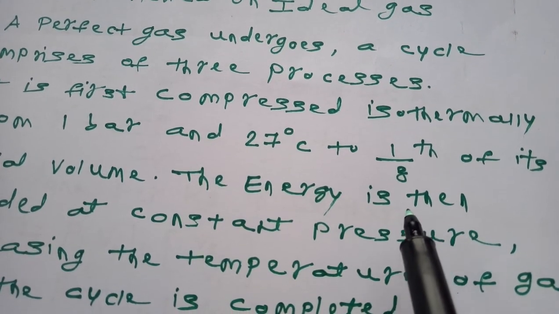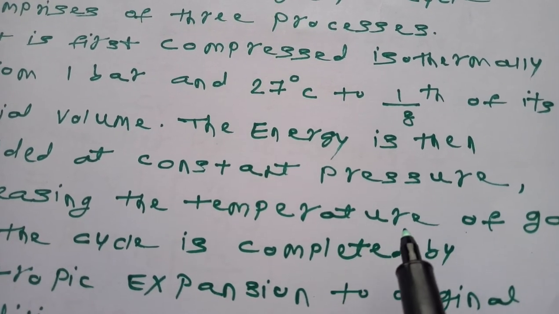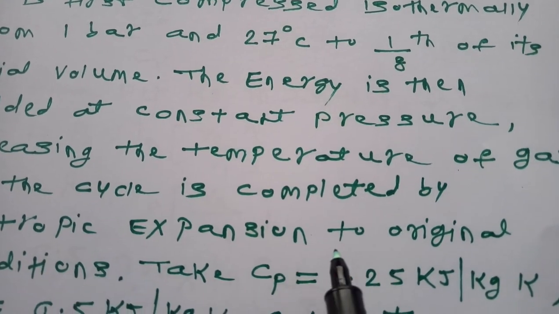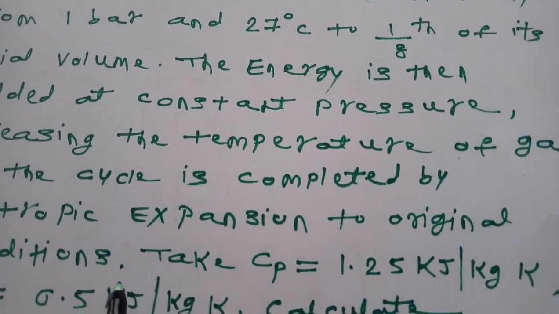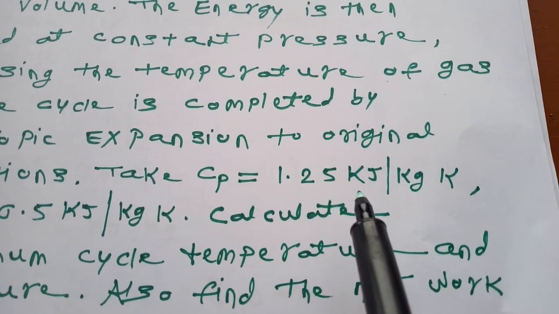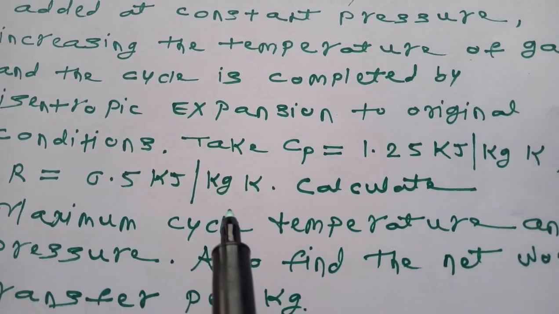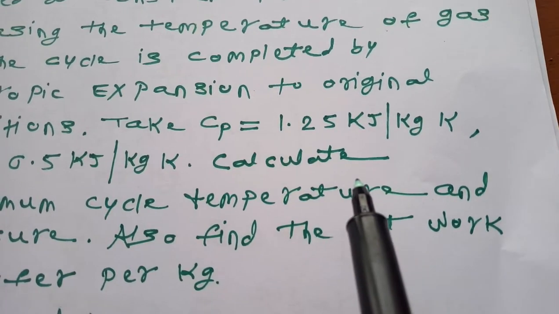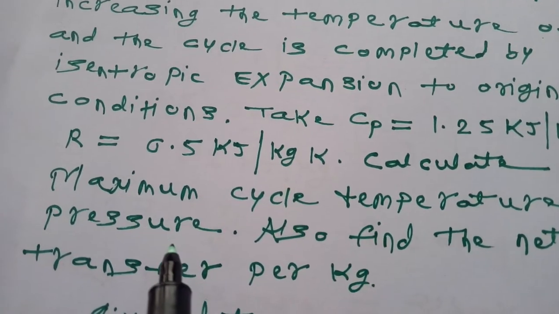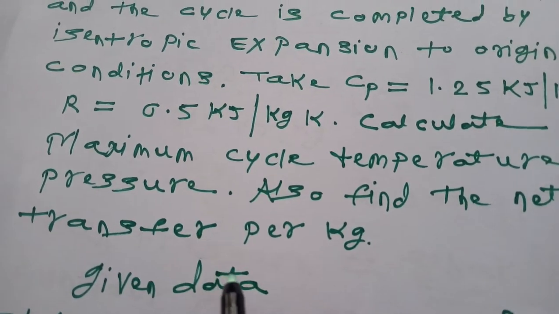The energy is then added at constant pressure, increasing the temperature of gas, and the cycle is completed by isentropic expansion to original conditions. Take Cp is equal to 1.25 kilojoule per kg Kelvin, R is equal to 0.5 kilojoule per kg Kelvin. Calculate maximum cycle temperature and pressure. Also find the net work transfer per kg.